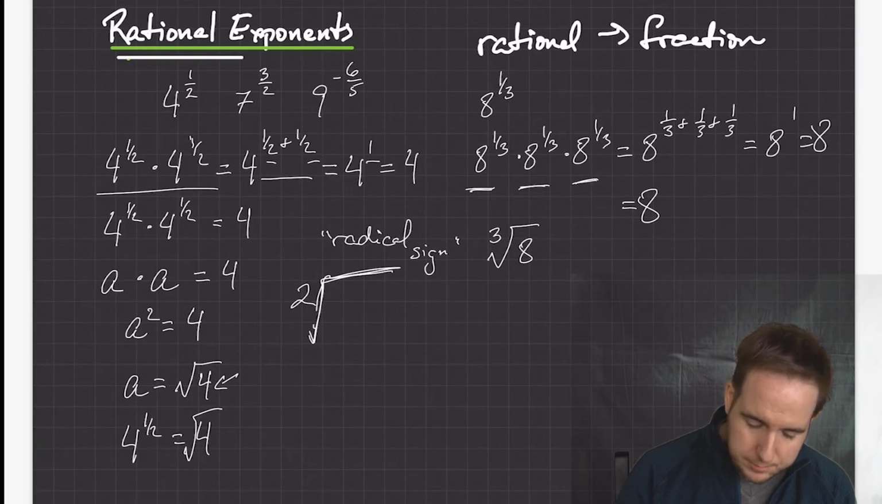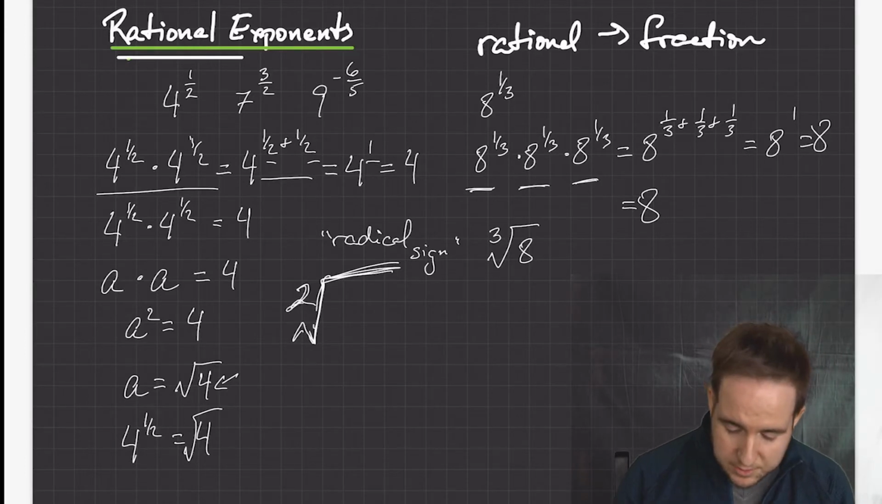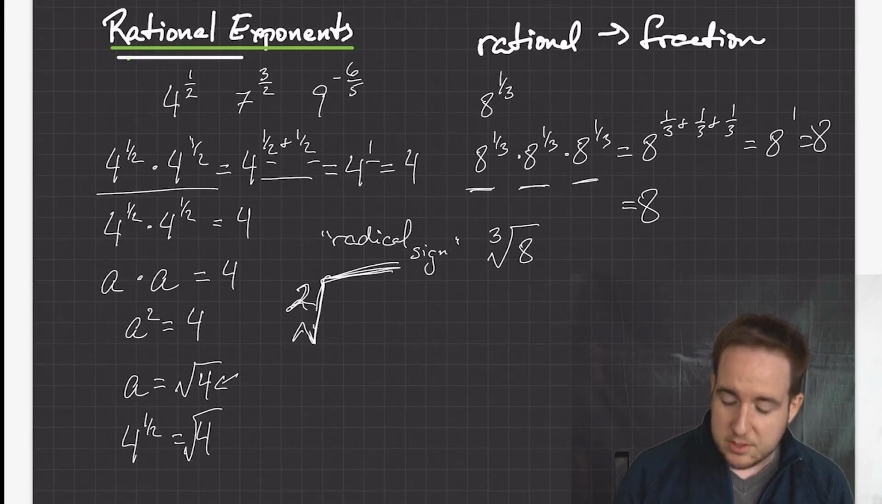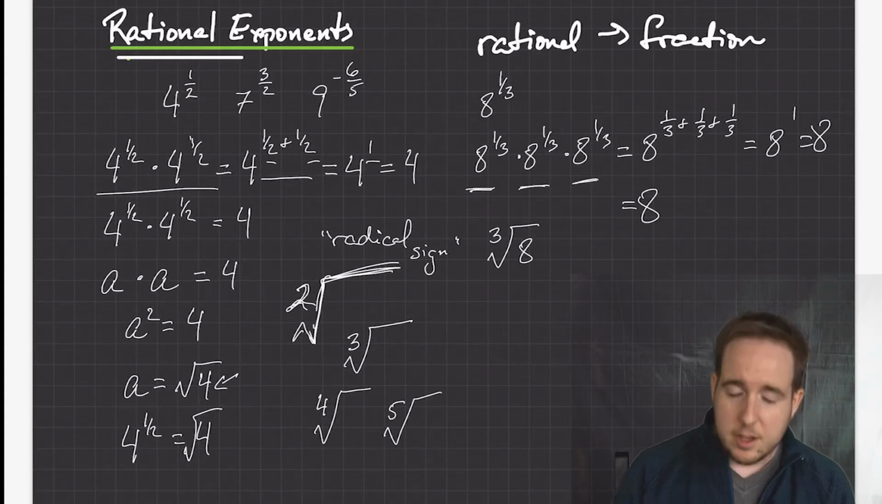So this is the part that you call the root, and there's an invisible 2 there. So when I write this, this is the square root, this is the cube root, we run out of words, this is the 4th root, 5th root, and so on.